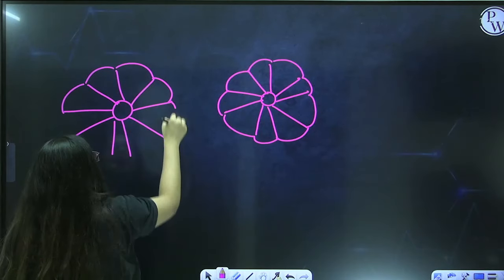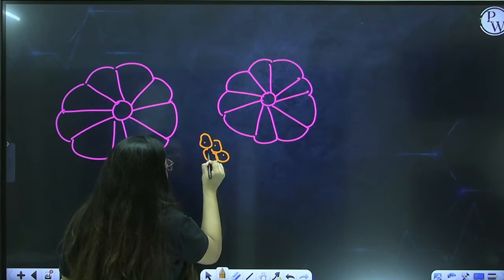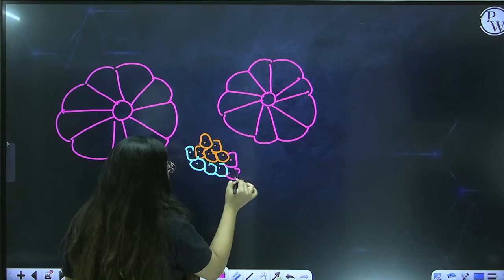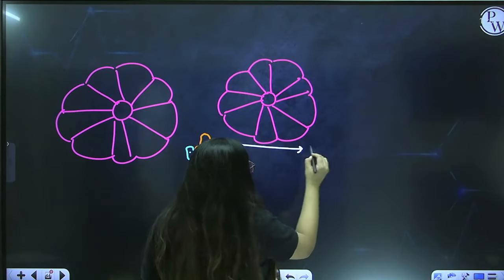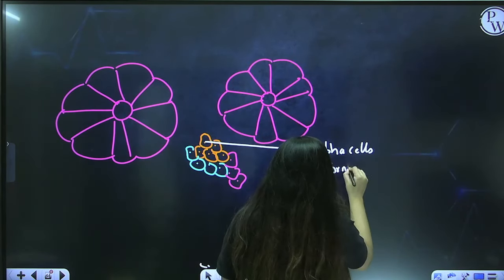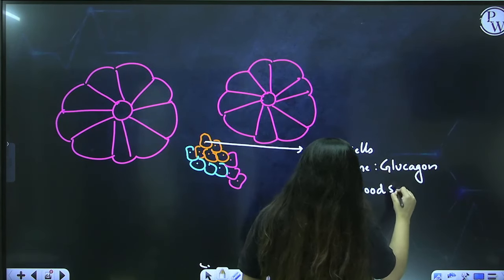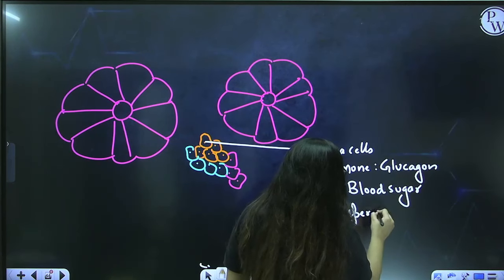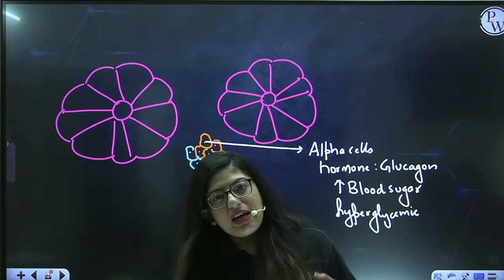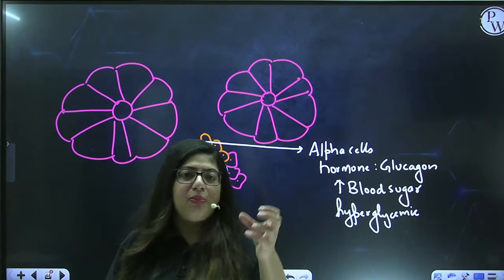Sometimes my English goes really bad. So they are many in number, and in between them you have islets of Langerhans, which are formed by a collection of 3 types of cells. Okay. So what are these 3 types? Let's see. The first type is alpha cells. Alpha cells secrete a hormone, and the name of the hormone is glucagon. Glucagon increases blood sugar, and that is why you call it hyperglycemic. Just like calcium was increased by PTH and you call it hypercalcemic, and calcitonin was decreasing calcium, you call it hypocalcemic. Calci for calcium, hypo for low, hyper for more.